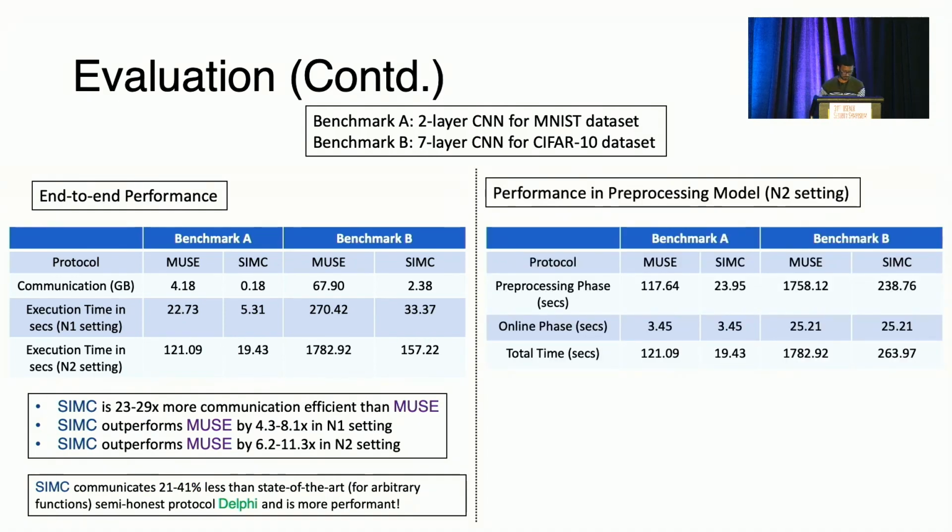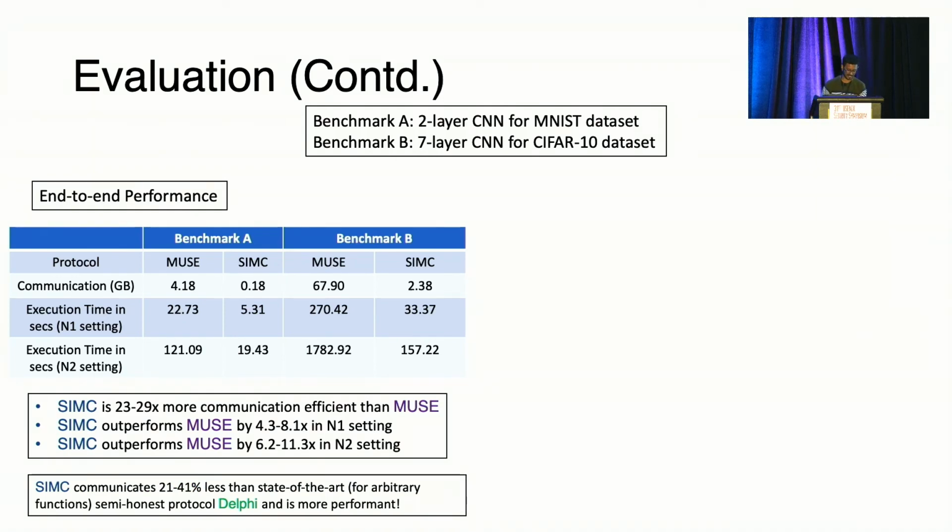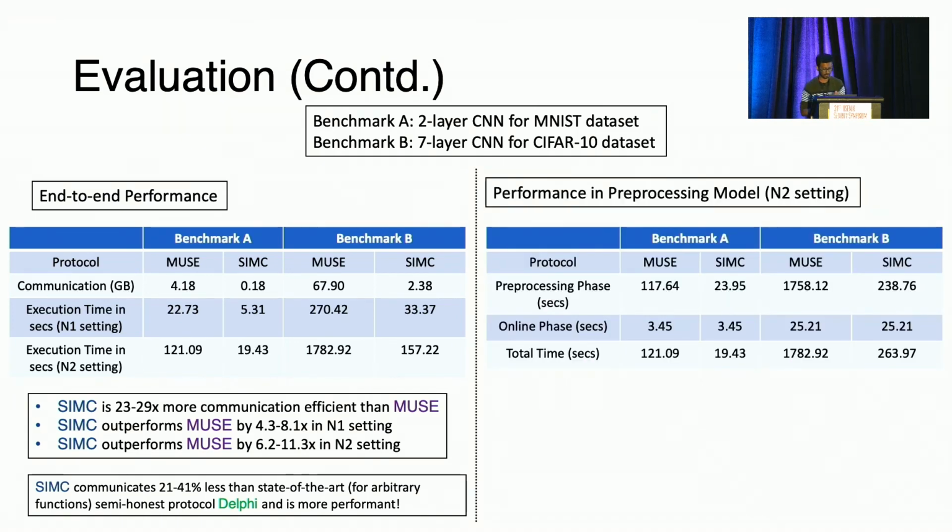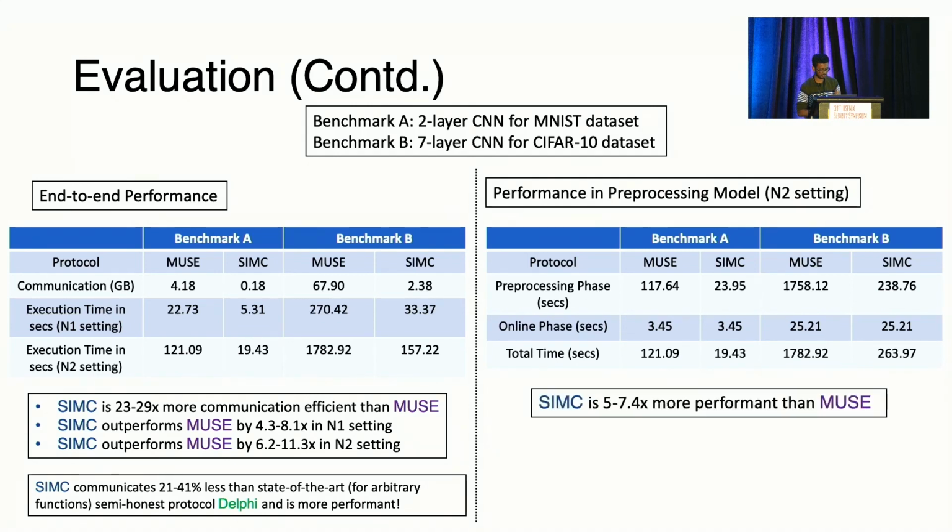One interesting thing to note about SIMC is that it is more communication efficient than the state-of-the-art semi-honest protocol as well. That's an interesting point that we observed in our implementation results. Then we also performed benchmarks in the pre-processing model, and we observed that our protocol was 5 to 7.4x more performant than the best-known MUSE protocol in the client-malicious setting.